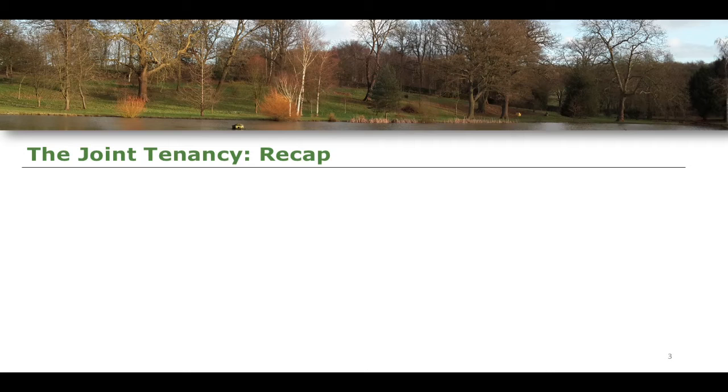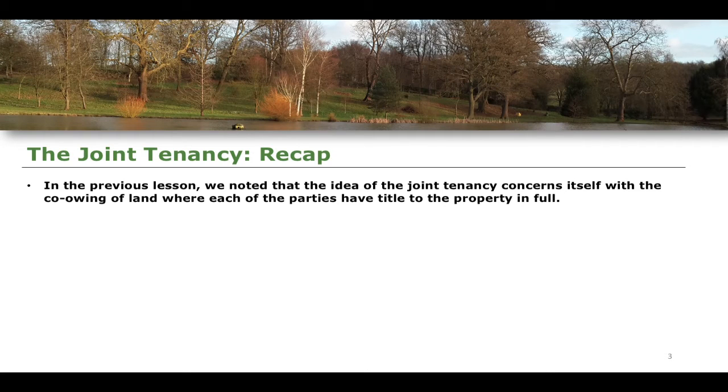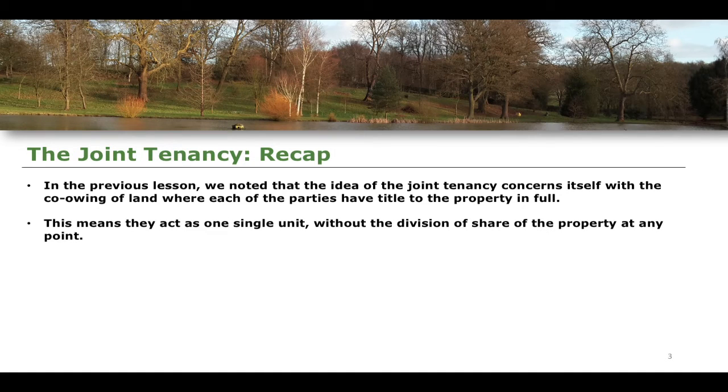So, recapping the previous lesson, the joint tenancy is a situation where we have co-ownership, but it concerns itself with a situation in which the parties to the co-ownership each have title to the property in full. What this essentially means is that they will act as one single unit. Despite the fact that they are still individual people, at least in law, they are representative of one single unit of ownership, and they have that control over the property to the point where there is not this division of share of the property at any point.